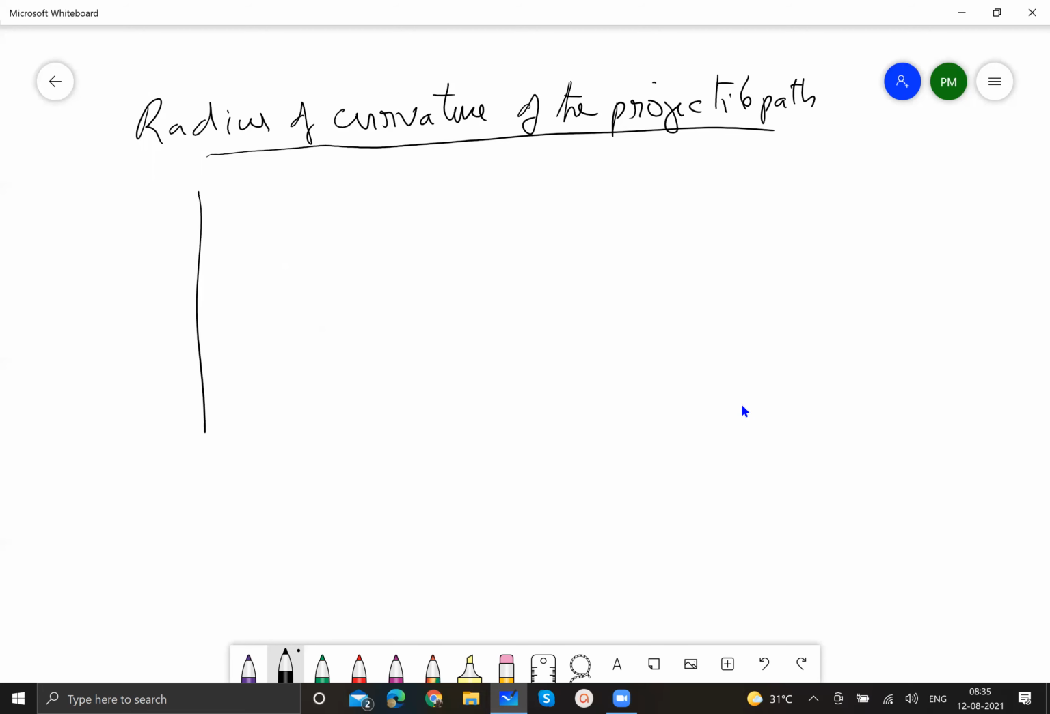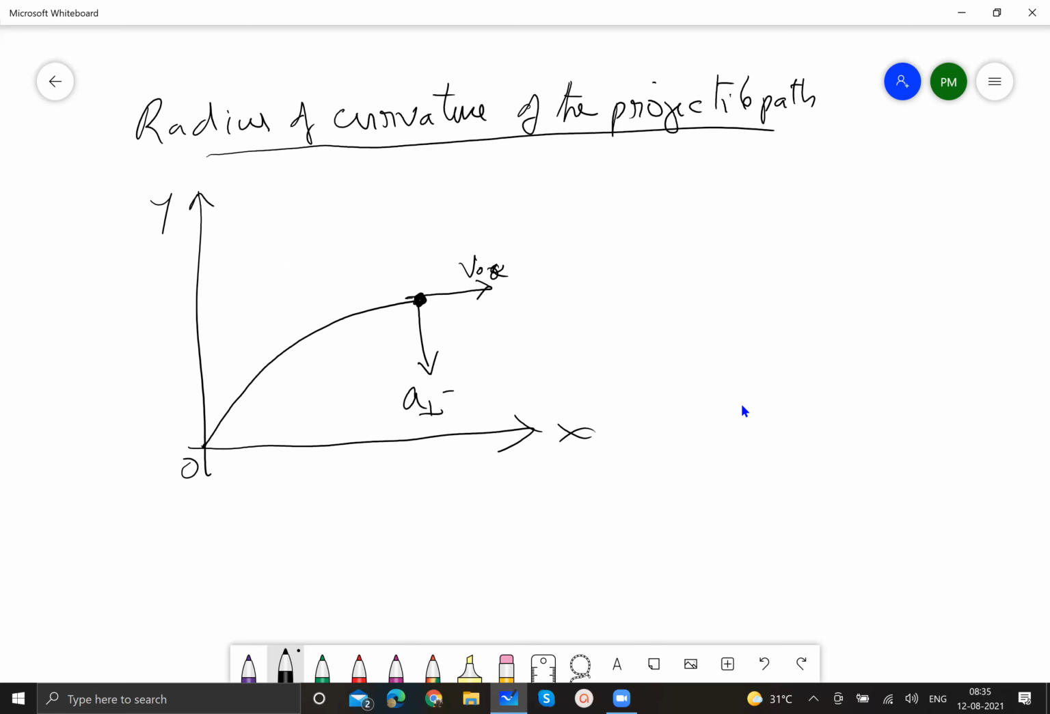So here is the XY plane. This is the projected body. It has some initial velocity u or v naught. And this is v naught x, v naught cos theta. This is the perpendicular component of acceleration to the direction of velocity at the highest point of the projectile. And v naught y is equal to 0. At the highest point, the vertical component of velocity becomes 0.